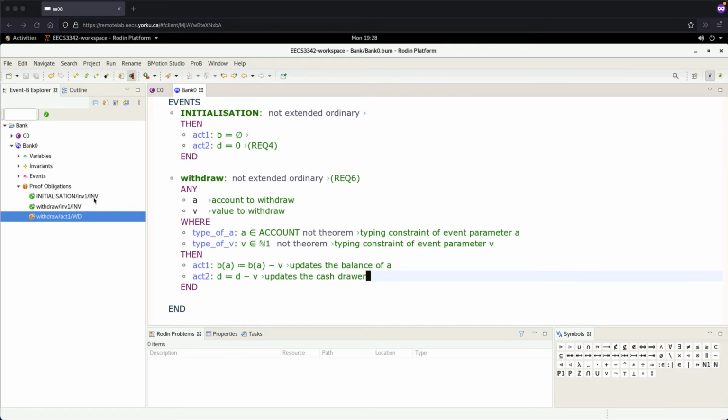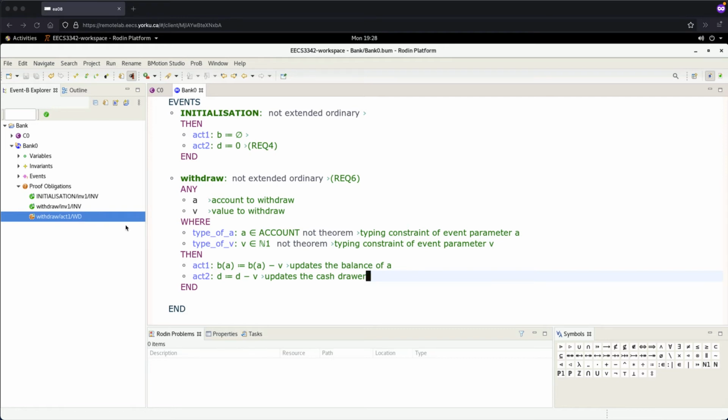When we saw the INV, it has to do with the invariance. But when we see WD, what does that really mean? It's something to do with the well-definedness, which I will explain to you in a moment, right? But every time you get any proof obligation that cannot be discharged, you should always look at the name of the proof obligation. It's named systematically so that it's convenient for you to trace exactly where the problem is.